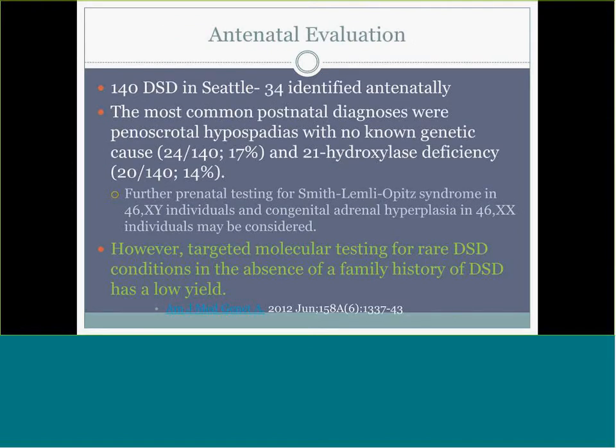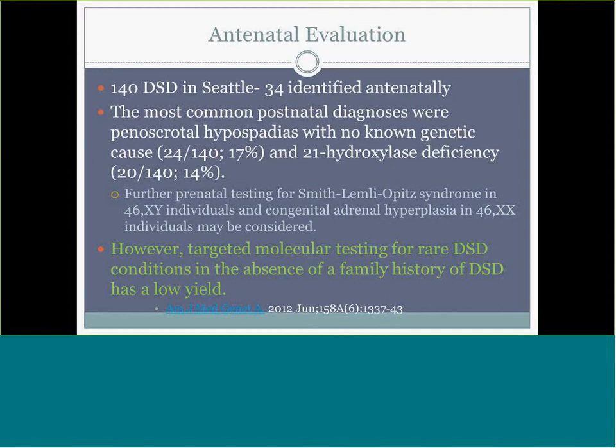It was the only study looking at antenatal diagnosis. It was another study from Seattle. They had 34 antenatal cases, and they report separately on their antenatal cases. They said most of them had penoscrotal hypospadias with a known genetic cause, and then the next most common was CAH. Their recommendation is that further testing for Smith-Lemli-Opitz syndrome in 46XY chromosomes and congenital adrenal hyperplasia in 46XX individuals may be considered. However, targeted molecular testing for rare DSD conditions in the absence of a family history of DSD has a low yield. So they really didn't recommend doing a full crazy workup antepartum.